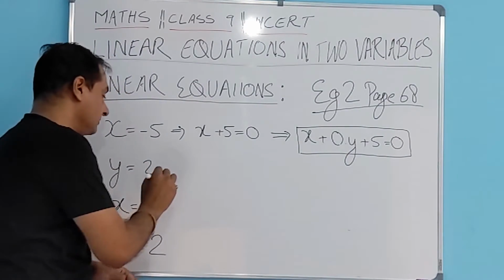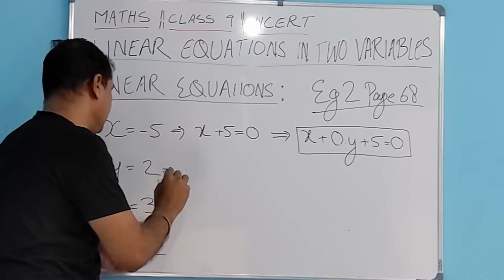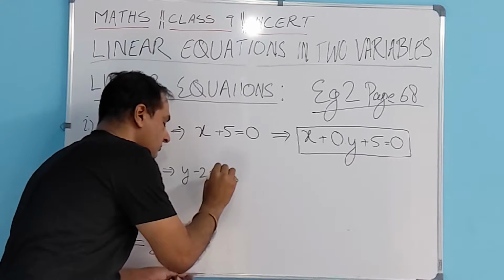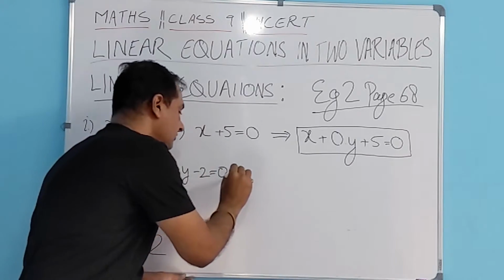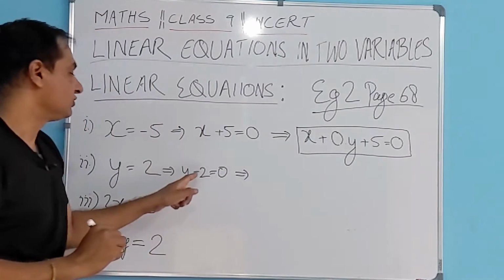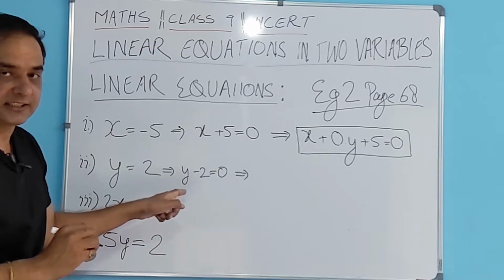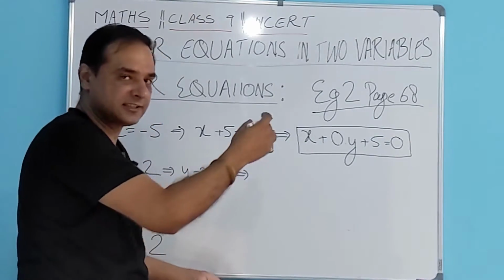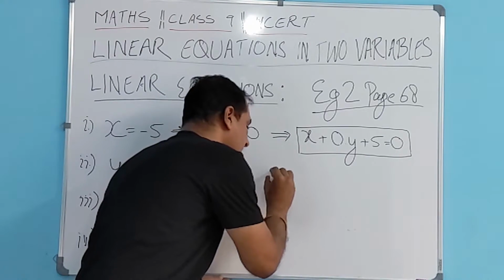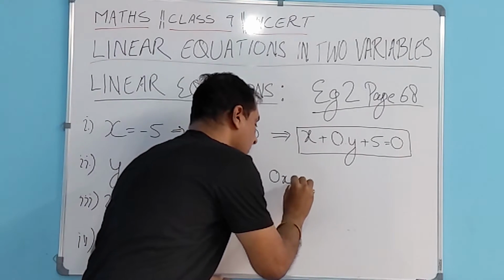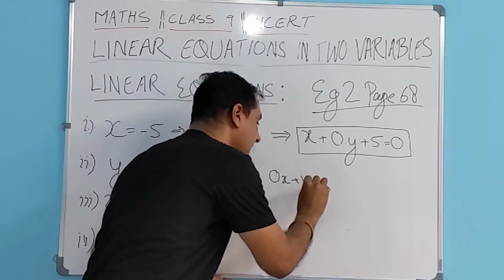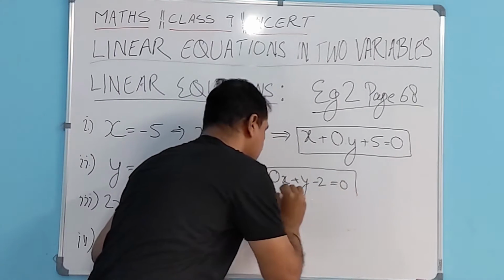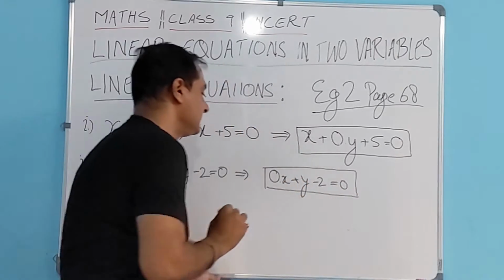y equals 2. It implies we can write that as y minus 2 equals 0, which ultimately means, do we have any x variable here in this equation? Actually no, but since we need to write it, we can have that and multiply that by 0. So 0x plus y minus 2 equals 0. So this will be the second equation.